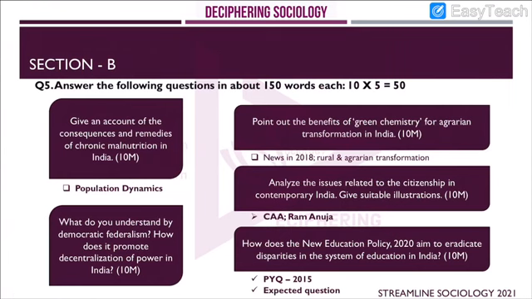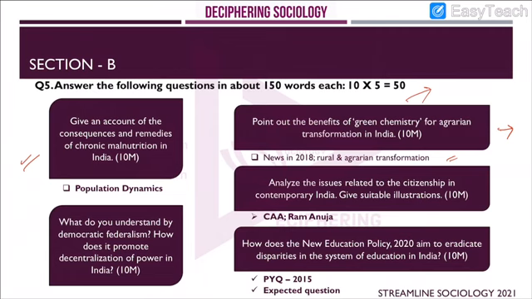Section B, question 5. The first question was on chronic malnutrition. It was on population dynamics. Then the question was on green chemistry. It was in the news in 2018. Then on rural and agrarian transformation. This question may or may not have been attempted by students.